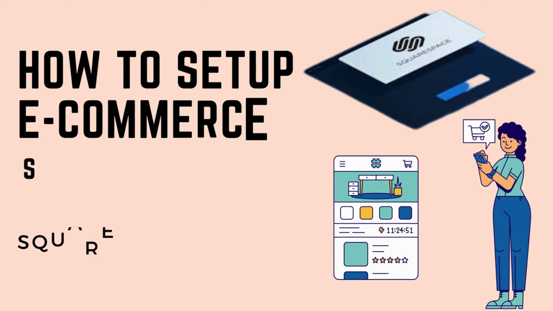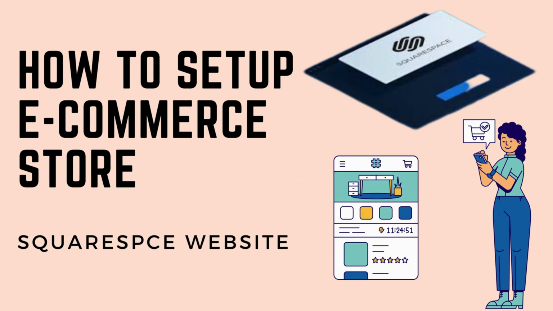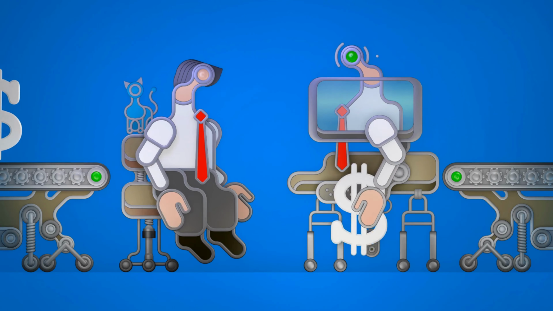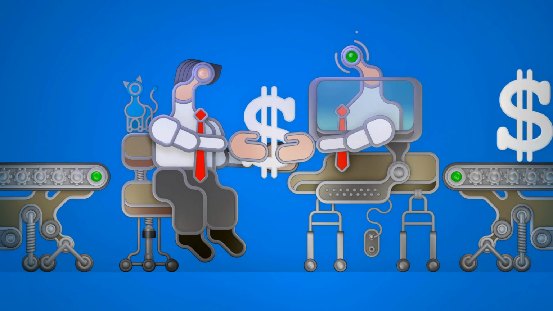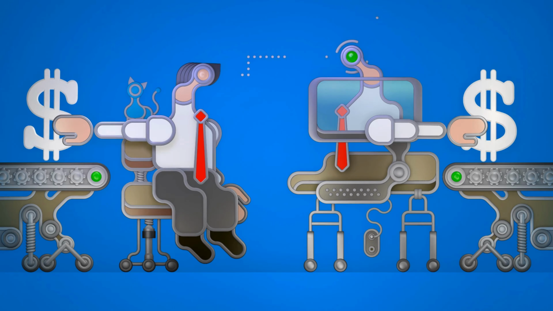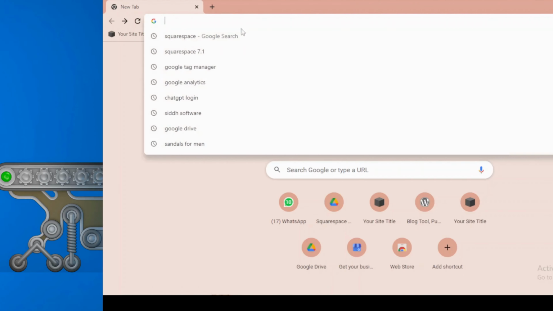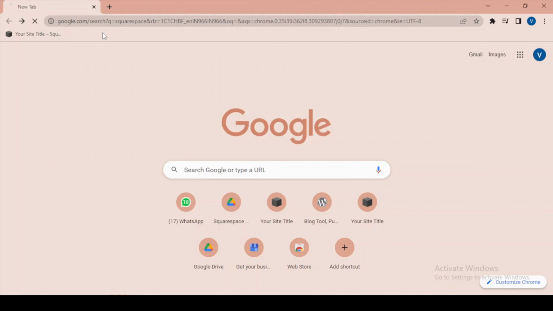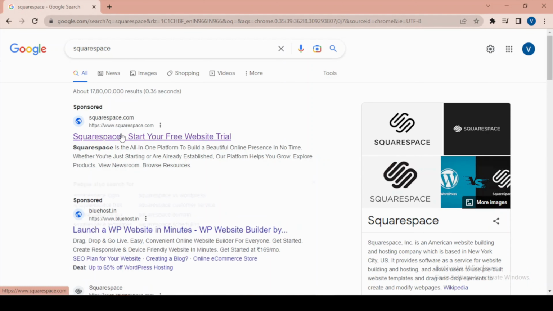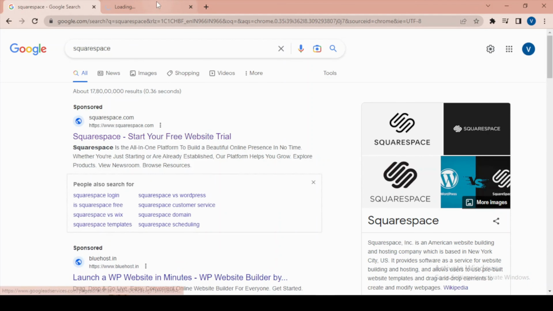How to set up an e-commerce store in your Squarespace website. Squarespace provides an easy and convenient way to add an e-commerce store to your website. So let's begin. First, just type Squarespace in your Google. Now click on the link and open in a new tab.